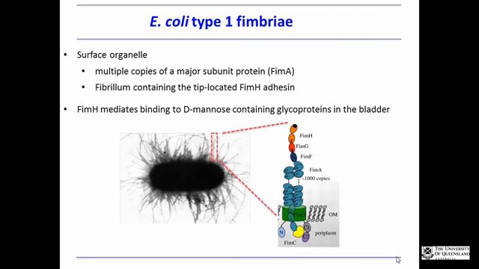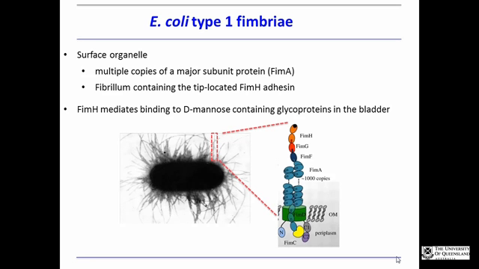So the fimbriae that we work on is, as I said, called type 1 fimbriae. These are the type 1 fimbriae expressed by UPEC here. You can see that there are these long, hairy structures that stick out from the surface of the cell. And in this cartoon structure, you can see how they are configured. They comprise a major subunit protein, FimA, which makes up the bulk of the organelle. And then there's a fibrillum structure containing an adhesin at the tip called FimH.